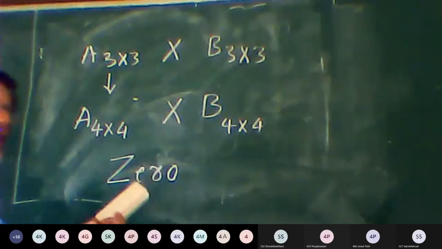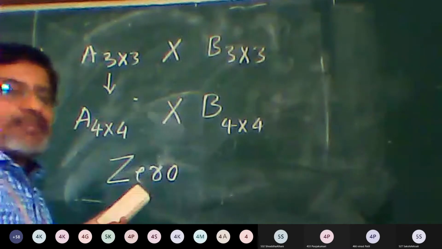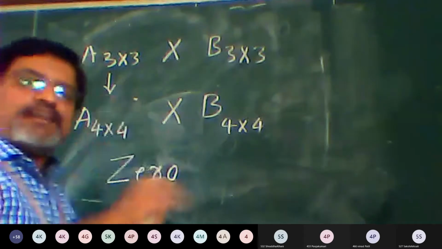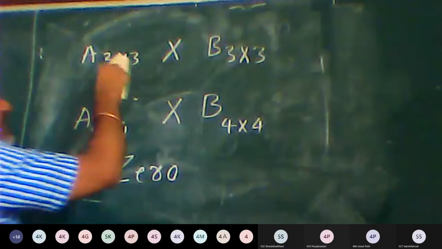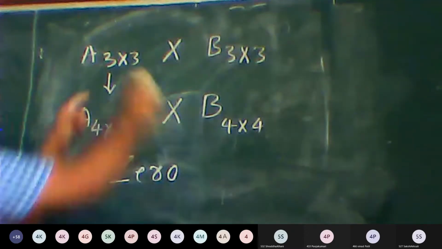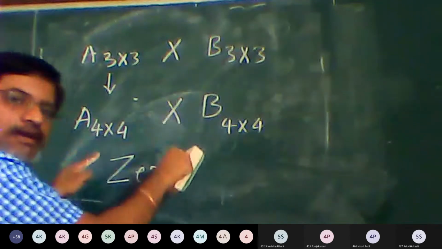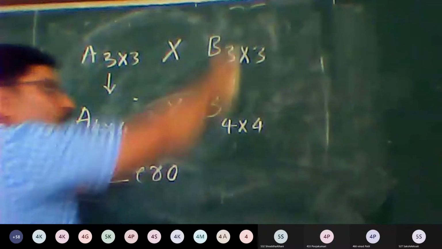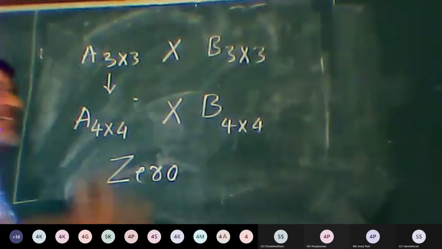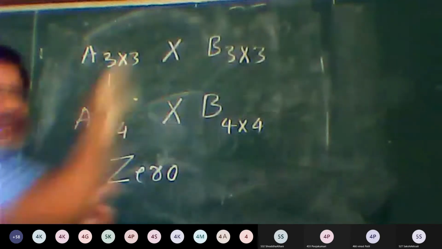Why only zeros? If we add rows containing zeros and perform the matrix multiplication, then the resultant matrix will give us the same desired result as what we get for the 3 cross 3 A and B matrices. If I convert 3 cross 3 matrices into 4 cross 4 matrices by adding one last row containing 0 values and one more column containing 0 values, and perform the multiplication, the result is the same as what I get for the original matrix.